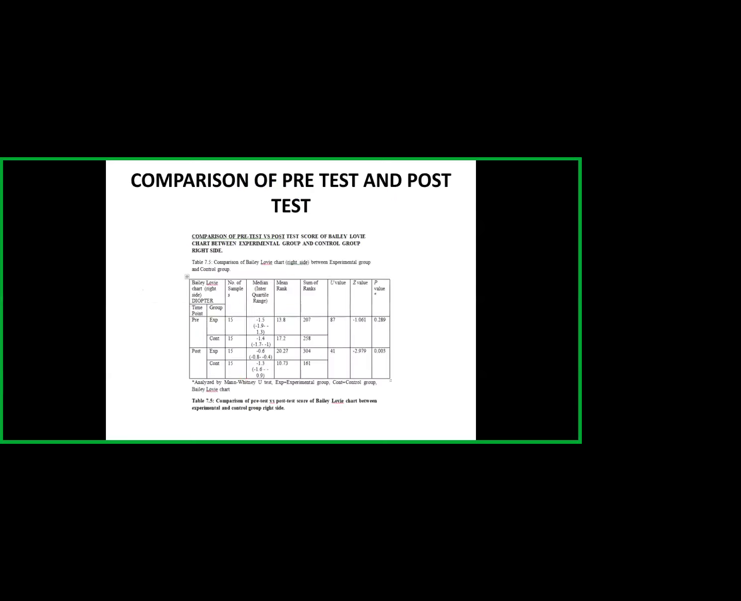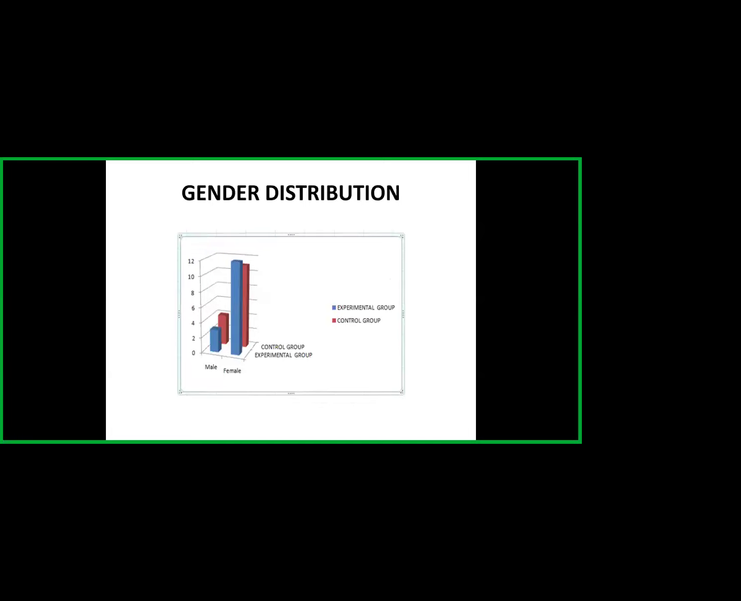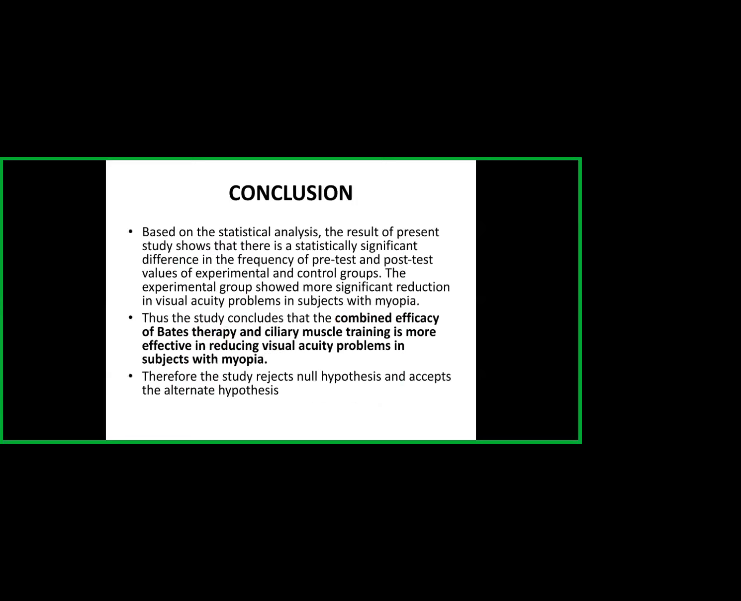The comparison of pre-test and post-test, this I have done statistically, where I gained a p-value of 0.289. The gender-wise distribution was also a big factor in the study, because the visual acuity of male and female is different. It is also claimed by the author of the mother article.